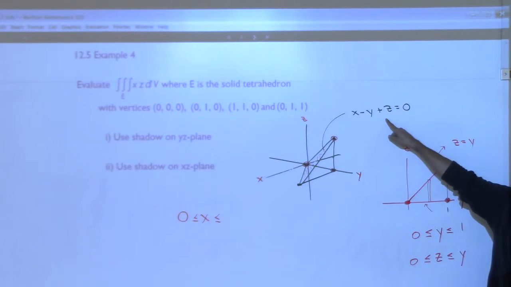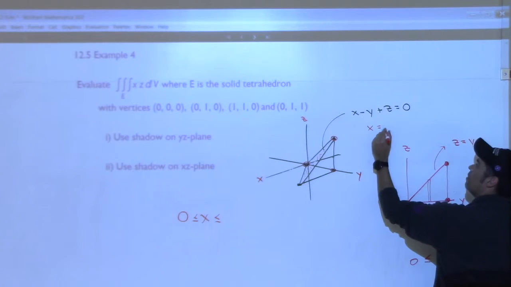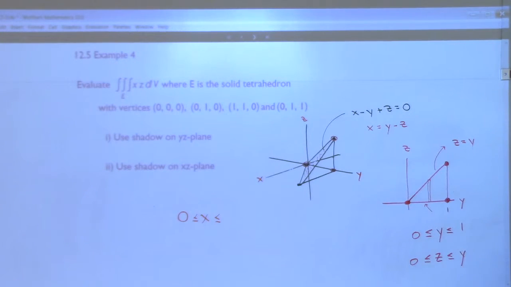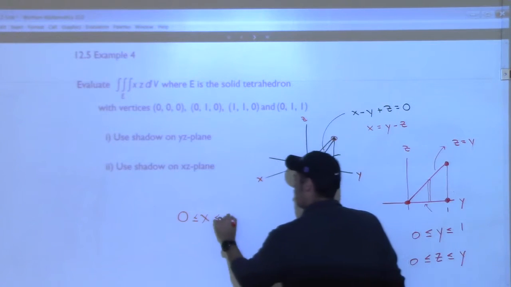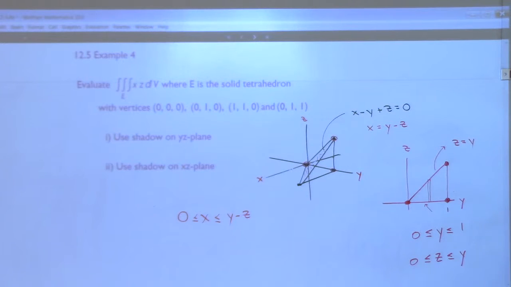So we need to take that and solve it for x, right? Not z, for x. So if we solve this for x, we get y minus z. All right? So this is going to be y minus z. Did y'all see the difference between those two?